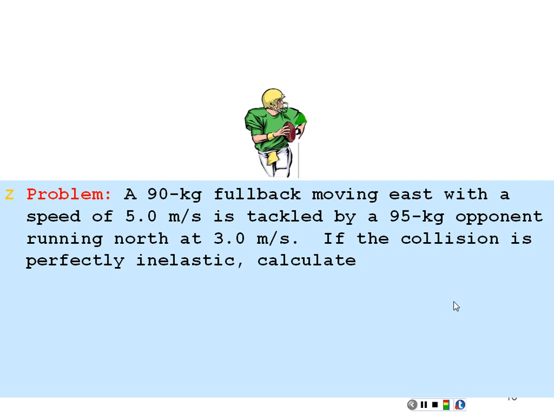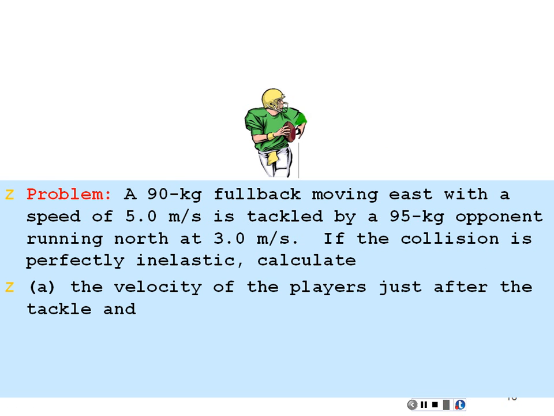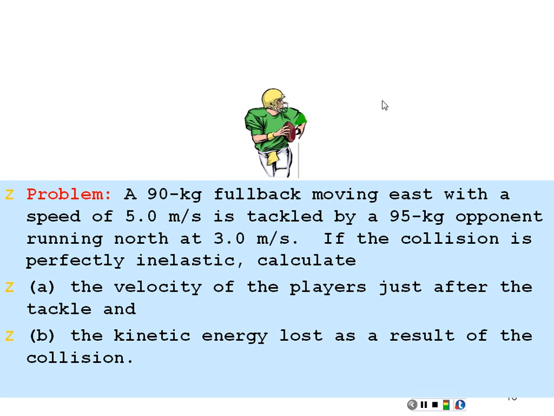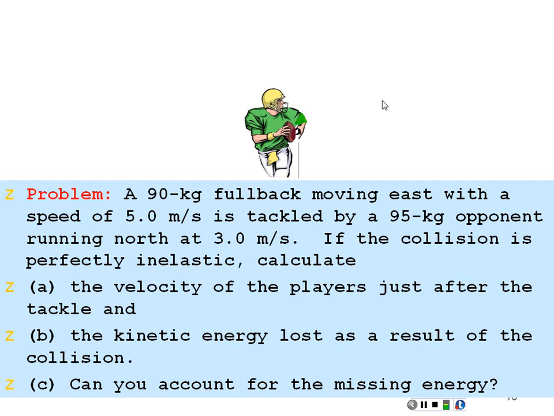Let's look at a two-dimensional problem. A 90 kilogram fullback moving east with a speed of 5 meters per second is tackled by a 95 kilogram opponent running north at 3 meters per second. If the collision is perfectly inelastic, calculate the velocity of the players just after the tackle and the kinetic energy loss as a result of this collision. Can you account for this missing energy?